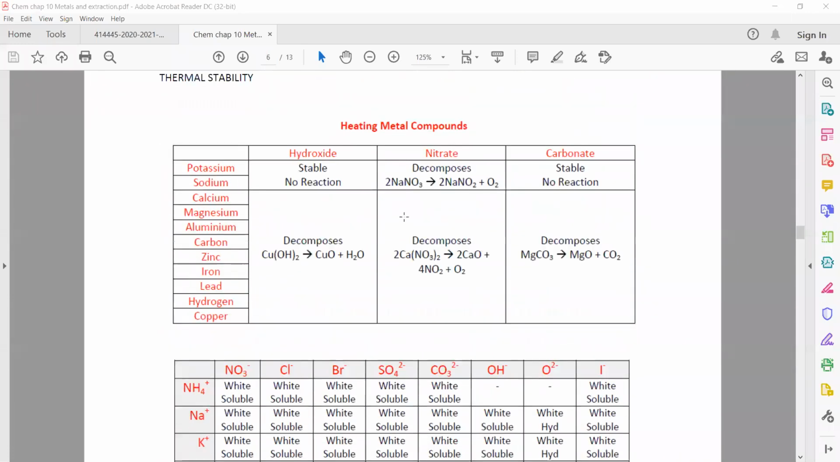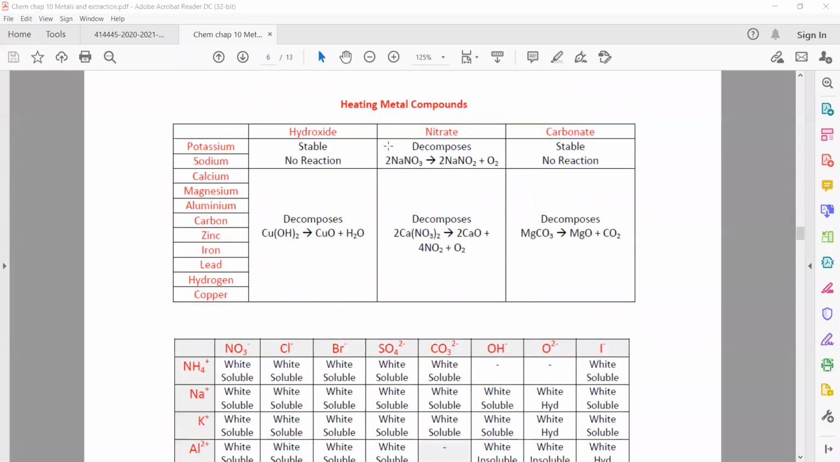This was about the thermal decomposition of metal hydroxides. Sodium and potassium nitrates do not decompose.